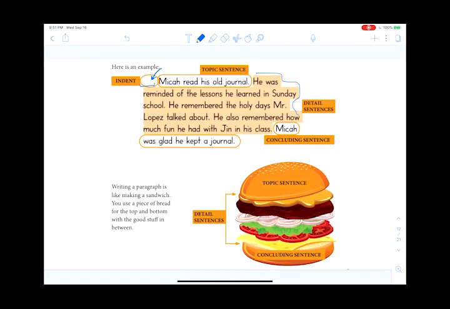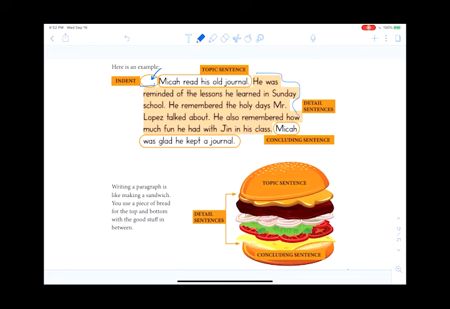He remembered the holy days Mr. Lopez talked about. He also remembered how much fun he had with Jin in his class. The concluding sentence, which again should summarize the topic in another way, is Micah was glad he kept a journal.